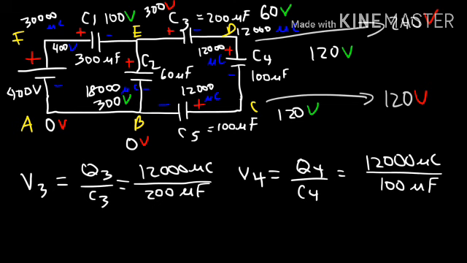Now, if we travel from D to E, we're going towards the positive terminal of this capacitor, so that's another voltage lift, and it's going to increase by 60. So 240 plus 60 will give us 300. And so we can see how everything works out in this problem. So that's how you can calculate the electric potential at every point across this capacitor network.